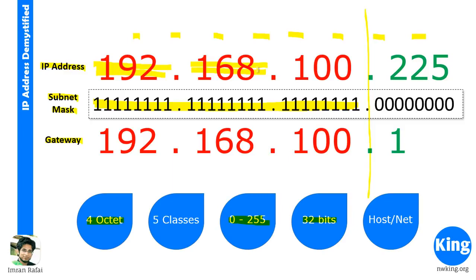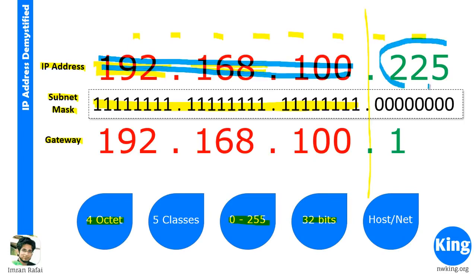So in this example, 192.168.100 is the network part. Let me just take another color. Alright, so in this case, this is the network part and this is the host part. So IP addresses from 192.168.100.0 to 192.168.100.255 form one big network.